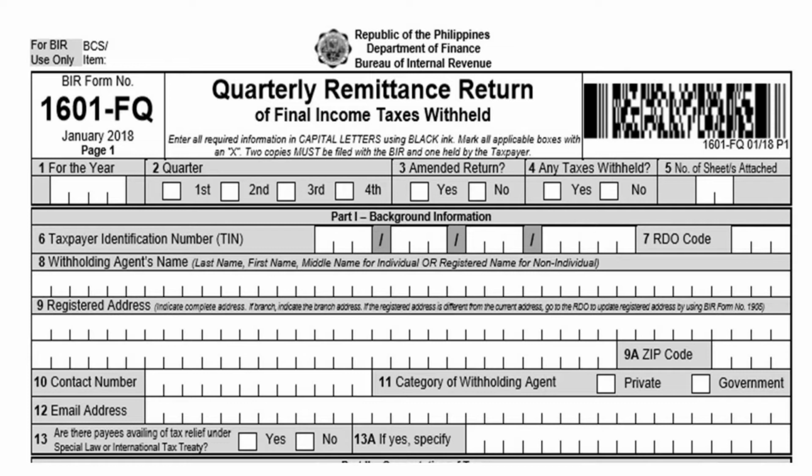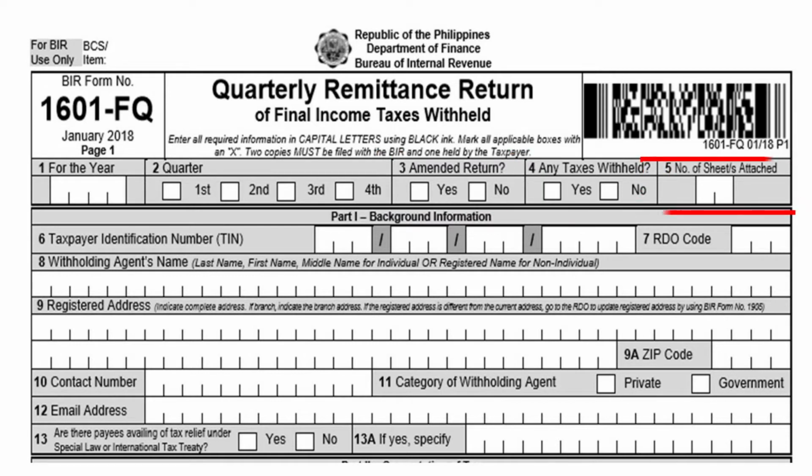So, 3 kopya, isa yung sa inyo, 2 sa BIR. For the year and for the quarter, first, second, third, or fourth, because 4 lang po na quarter sa loob ng isang taon, no? Kasi 12 divided by 3, so there are 4 quarters lang. Amended return, yes or no? Kung mayroon nang na-file na original return, then yes po. Any taxes withheld, yes or no?